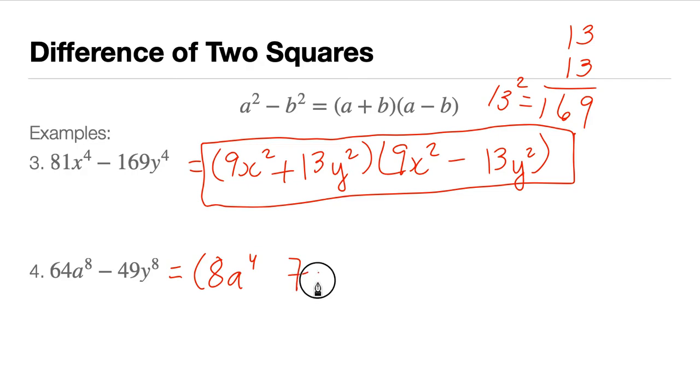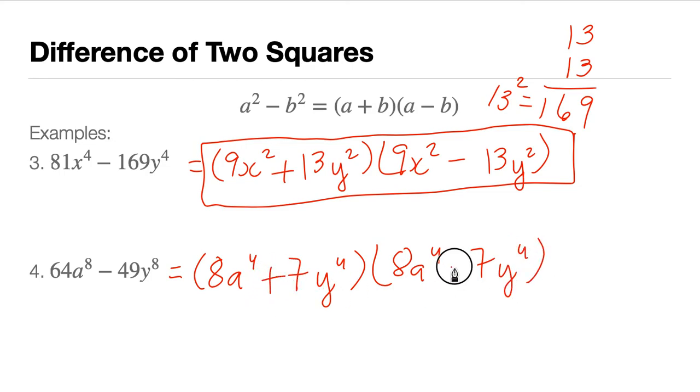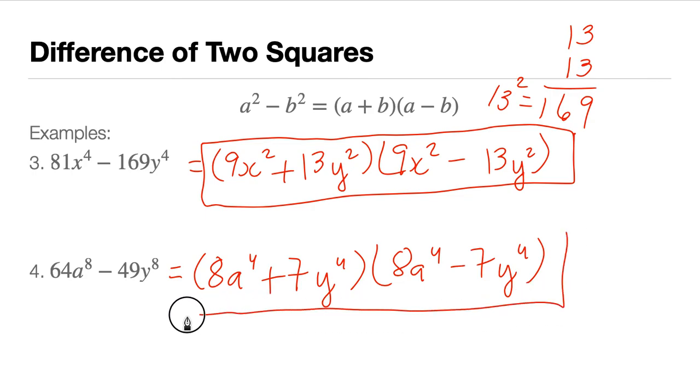7y to the fourth, close parenthesis, open parenthesis, 8a to the fourth, 7y to the fourth. And then we're going to put the plus sign here, minus sign here, and that's your answer.